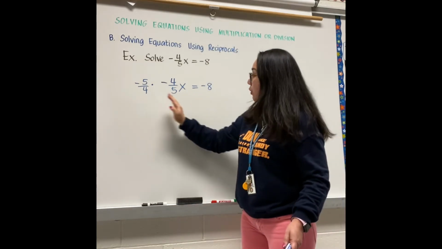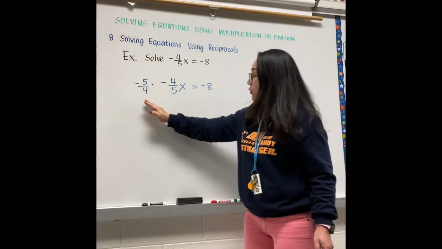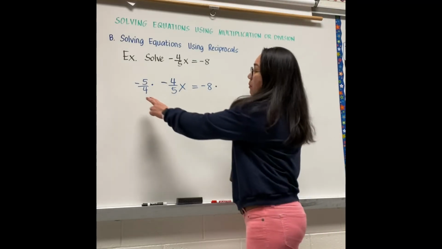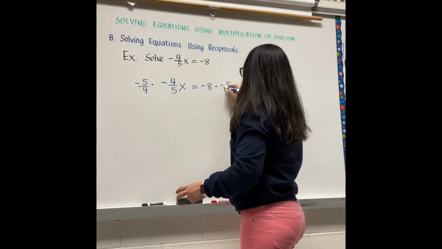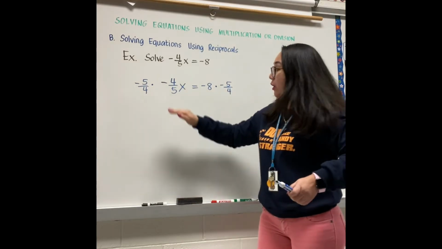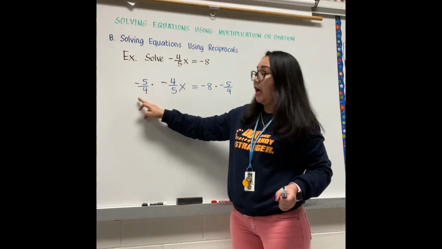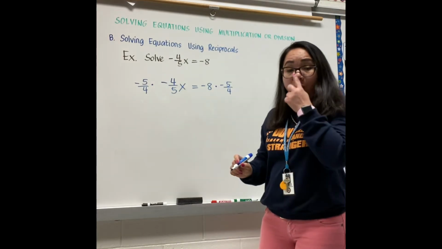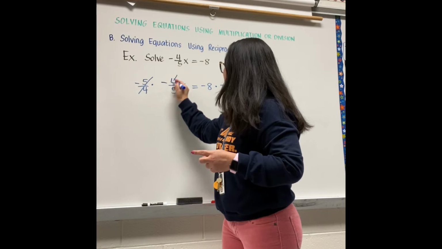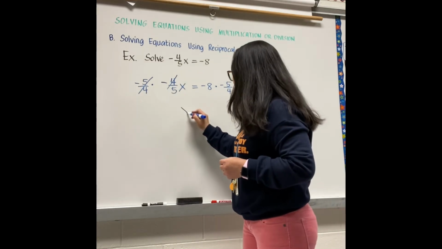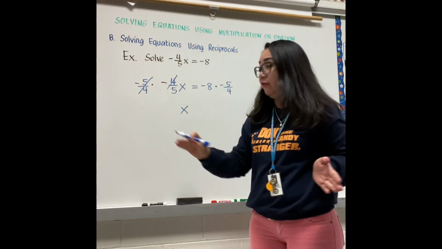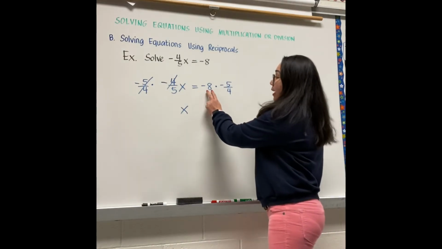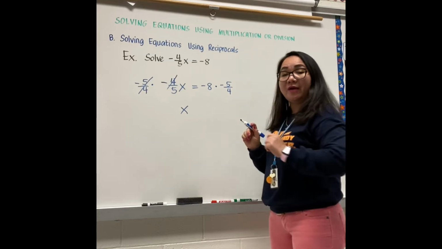So whatever you do on the left side of the equation, do the same thing on the right side of the equation. So multiply this also by negative 5/4. Now here, negative 5/4 and negative 4/5 are reciprocals, which is equivalent to 1. So you can cancel this out. So x here is by itself on the left side of the equation. Then multiply negative 8 times negative 5/4.